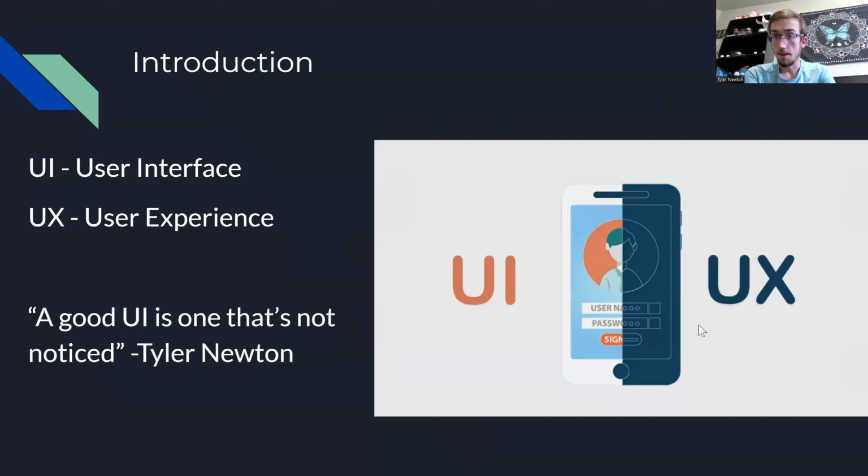So to begin, let's go over some definitions. UI stands for user interface, and UX is for user experience. And a good UI is what makes a good UX. Overall, the user should not be able to notice your user interface. And if that's the case, and you're not receiving any complaints or any notices about it, that's almost entirely a good thing. As I like to say, a good UI is one that's not noticed.